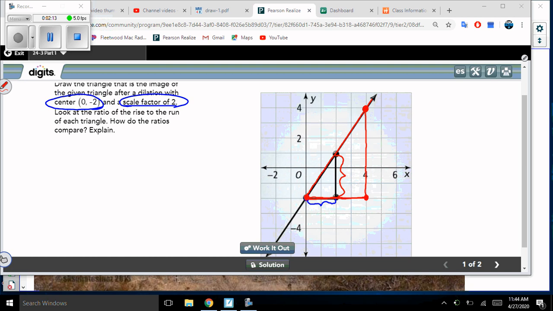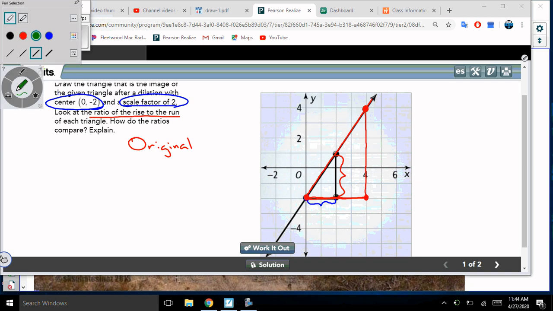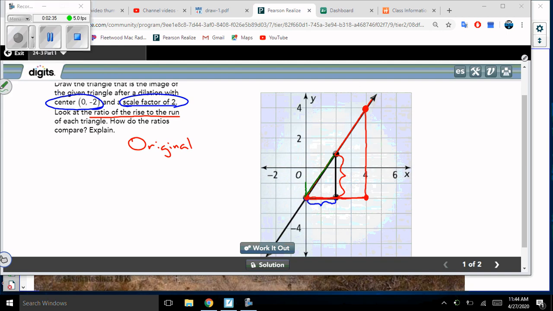And so what they want us to do is take a look at the ratio of the rise over run. In our original triangle, let me change over to green here, we had a rise on this angle of up, what, 1, 2, 3. So we had a rise of 3 and a run of 2. All right. So that means that the rise over run would have been 3 over 2. The slope would have been 3 over 2.